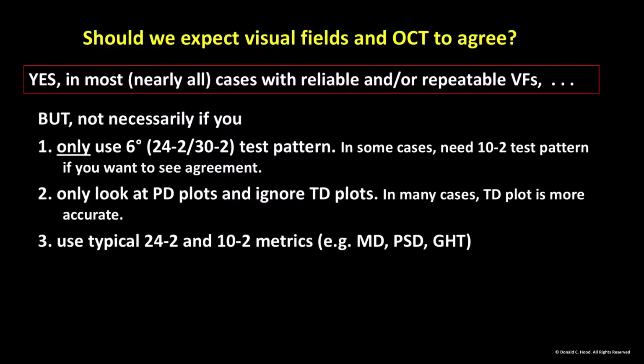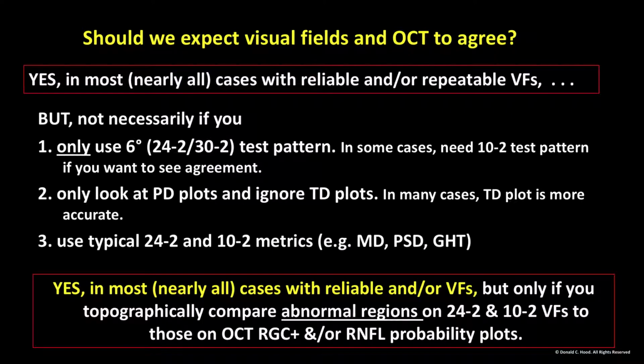And not if you use typical metrics. So yes, in nearly all cases, but only if you topographically compare the abnormal regions on the 24-2 and 10-2 to those on the OCT retinal ganglion cell and/or retinal nerve fiber layer probability plots.